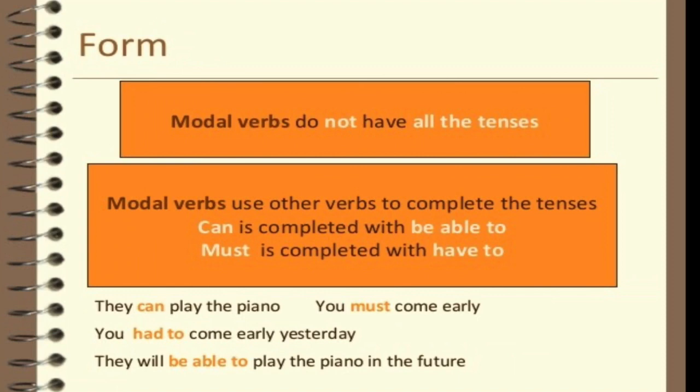Okay, look here more. Modal verbs do not have all the tenses. We have already mentioned that we cannot make canning or cans, so it doesn't have all forms of tense. So modal verbs use other verbs to complete the tenses, right? Can is completed with be able to, or must is completed with have to. For example, they can play the piano, you must come early. You can have a look at other examples as well.